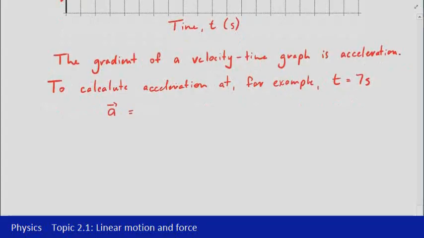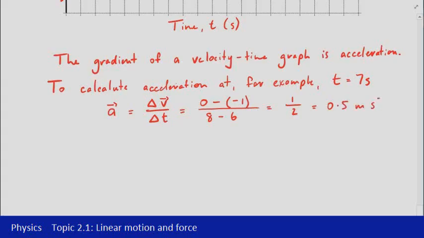So the acceleration is going to be equal to the change in the velocity over the change in time. For the change in velocity, we finish off at 0 meters per second, and we subtract from that -1 meters per second, and divide that by 8 seconds minus 6 seconds, which gives us a value of 1 over 2, or written as a measurement, 0.5 meters per second squared. And notice that the value there is positive, so we should identify that that's 0.5 meters per second squared in the forwards direction.